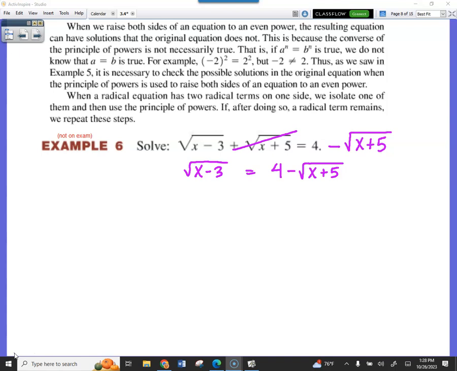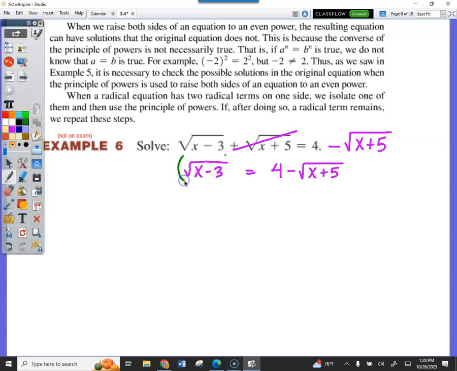I'm ready to square both sides. On the left it works out nice and clean. It is on the right that we have a problem. The problem is that this is not just a simple radical. This is a number minus a radical, which means there are two terms in there. So it's a binomial, and you're going to treat it as such. Watch how I do this. Again, you don't have to write this down.